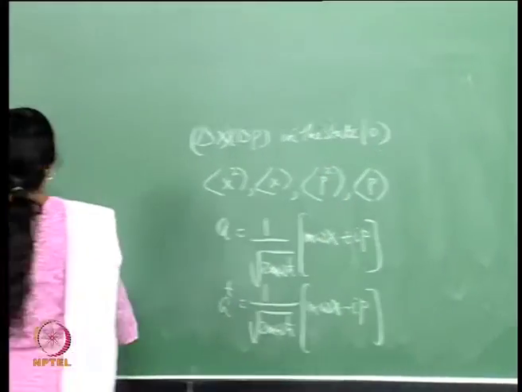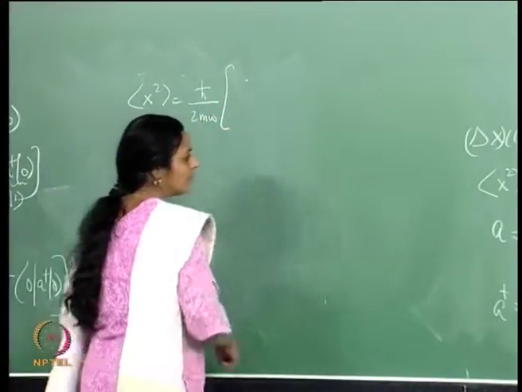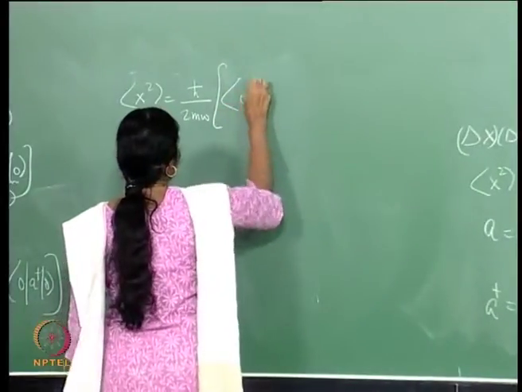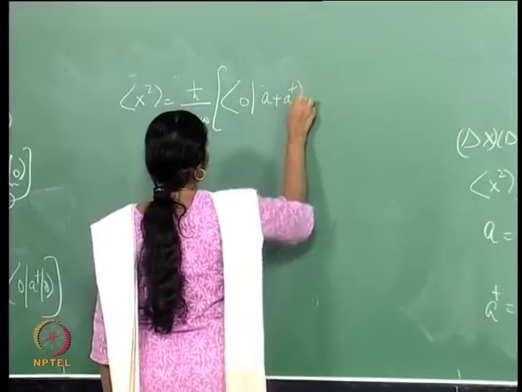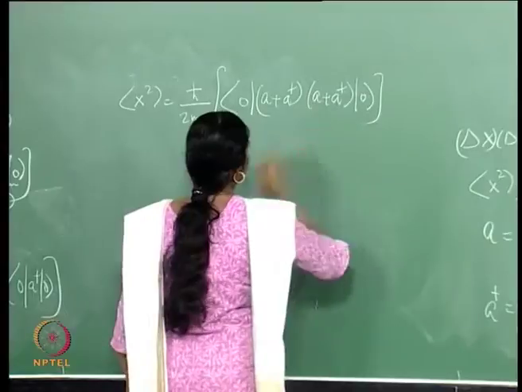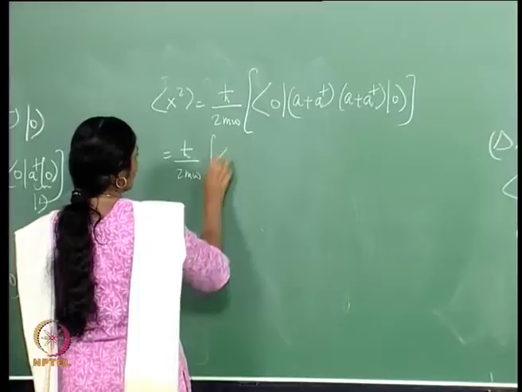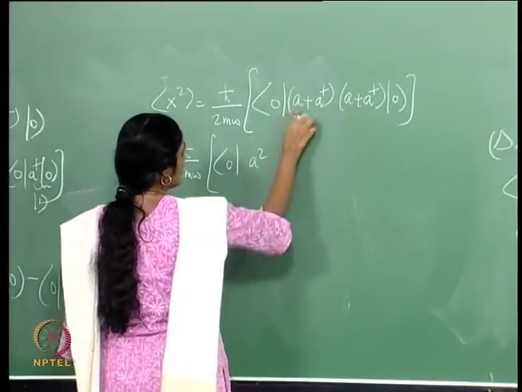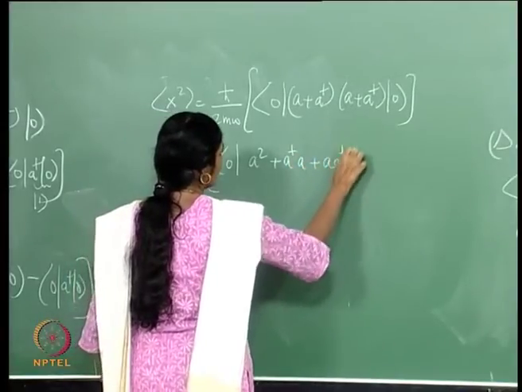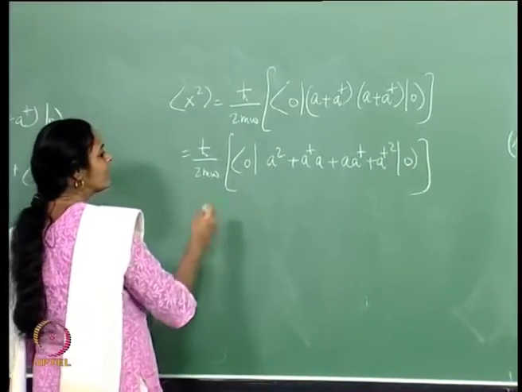Expectation x squared is h cross by 2 m omega times (a plus a dagger) the whole squared, its expectation value. I should be careful with the ordering because these are operators. So, let us do this carefully term by term. The first term is a squared in the product, plus a dagger a, plus a a dagger, plus a dagger squared, in the state 0. Now, look at it term by term.